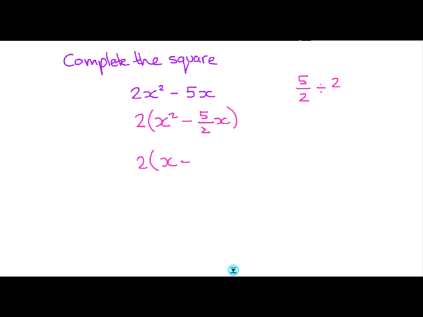Now, if this is a fraction, it makes life a lot easier to imagine this one as a fraction, so that's still 2. And when it's divide, you should know that we change this to a multiply and reciprocate. A lot of students say keep, change, flip. So that is the same as 5 halves times 1 half, and therefore 5 quarters. So it'll be 5 quarters, and that will be squared. Now we're going to take away this squared. So it's 2 lots.